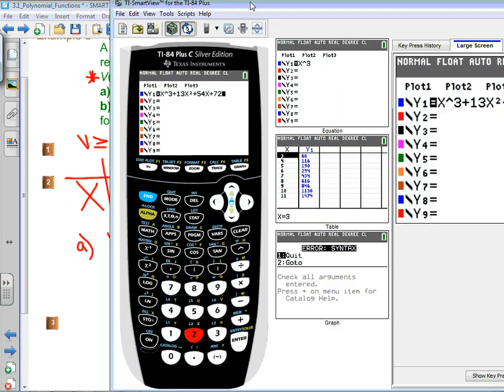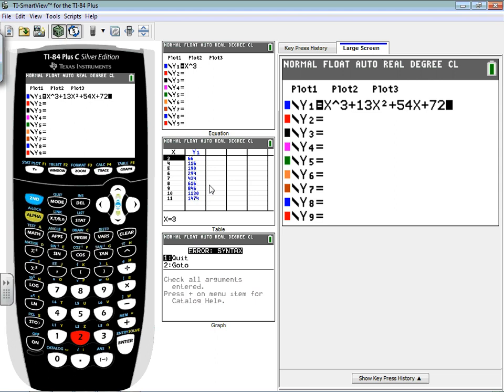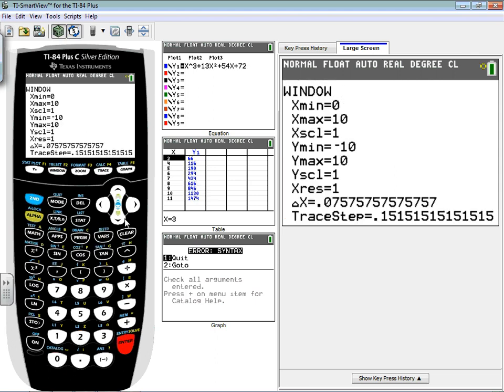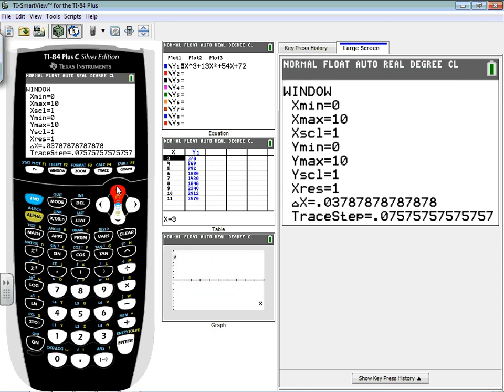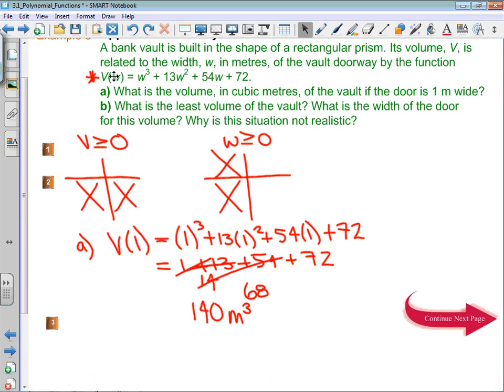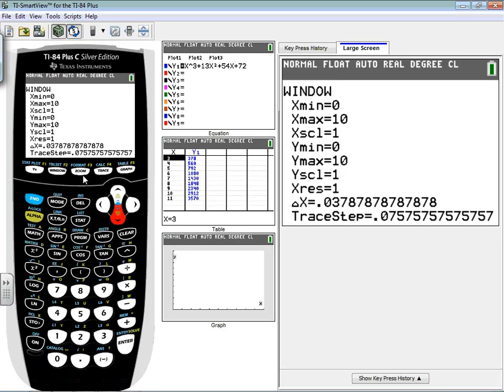Now, I have my window on Zoom Standard because that's my default on my calculator, but we're going to tweak that. We know that x can't be negative because x is the width of the bank vault, and y can't be negative because y is the volume of the bank vault. A 10-meter door is pretty ludicrous, but we're going to keep it there. When x is equal to 0, when W is equal to 0, V is equal to 72. So I know we're talking about tens or maybe even hundreds of cubic meters. I'm just going to guess, and this is a guess, that y max is 200.